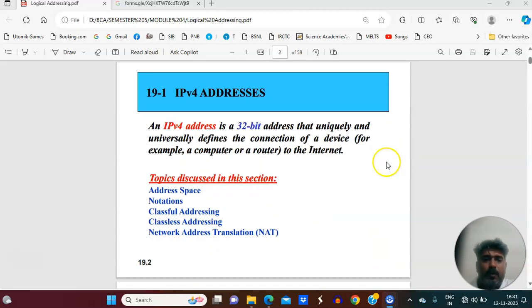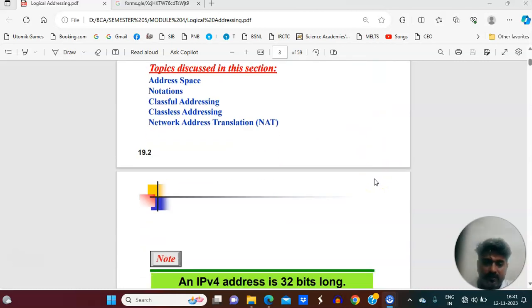In the TCP/IP protocol suite, two versions of Internet protocol addresses, or IP addresses, are used for this purpose: IPv4 and IPv6. An IPv4 address is a 32-bit address that uniquely and universally defines the connection of a device to the internet. The device could be a computer or a router. Topics discussed in this section are address space, notations, classful addressing, classless addressing, and network address translation.